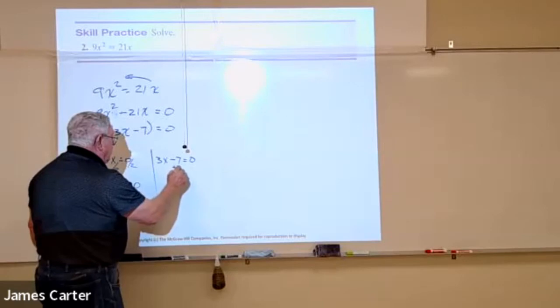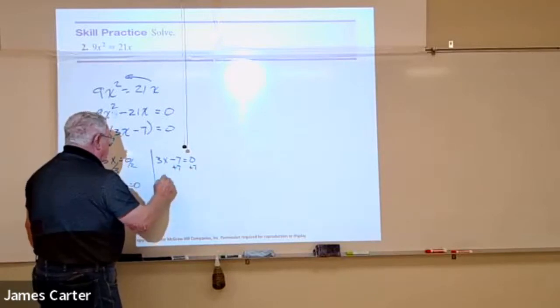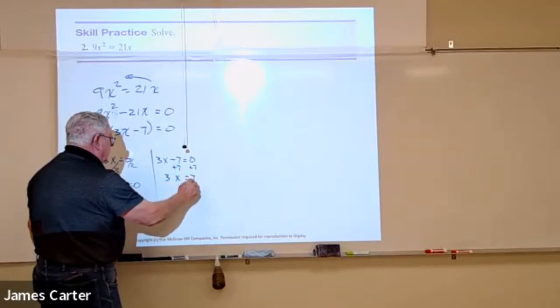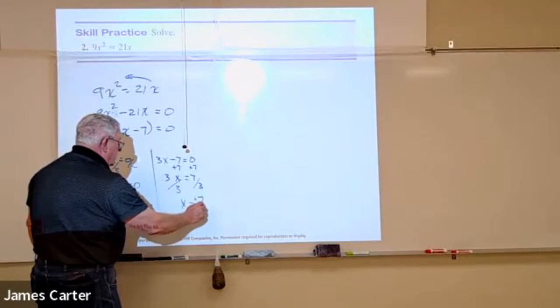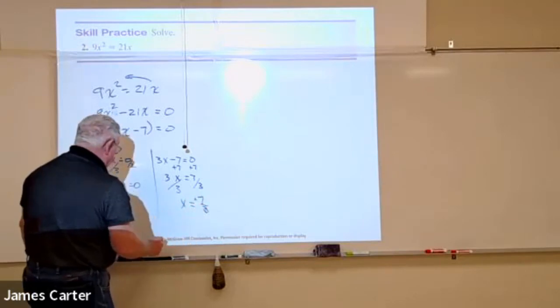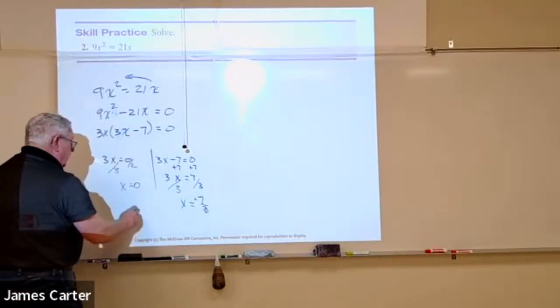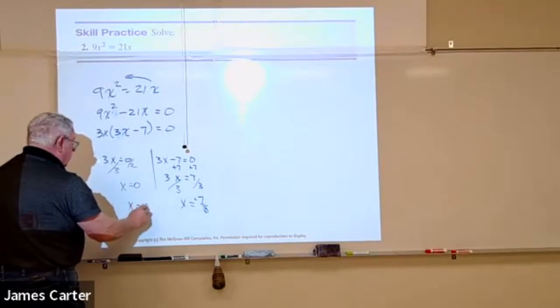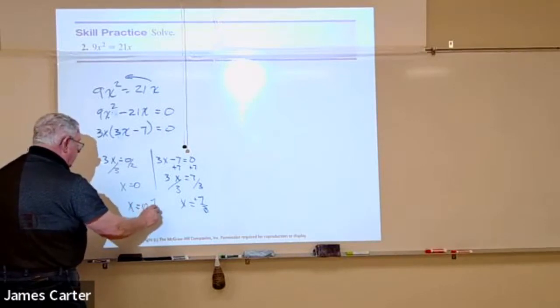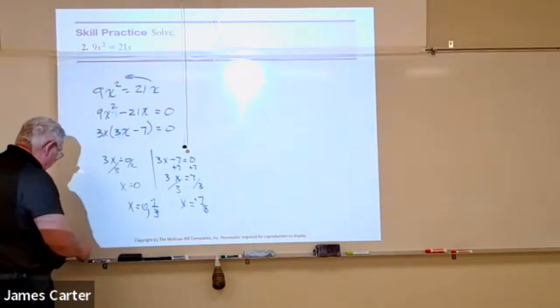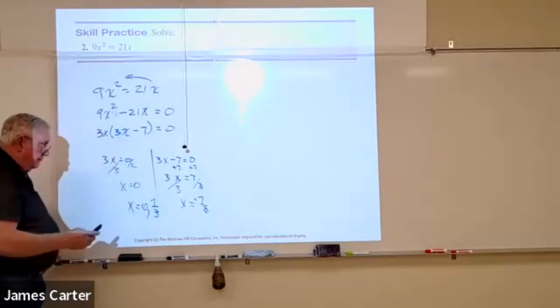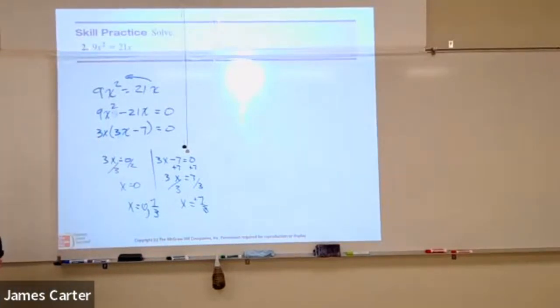Here, plus 7 both sides. 3x equals 7. Divide by 3. X equals positive, in this case, 7/3. So my solution then is x equals 0 and 7/3. And if you want to put that in braces, you can. Questions on this one?